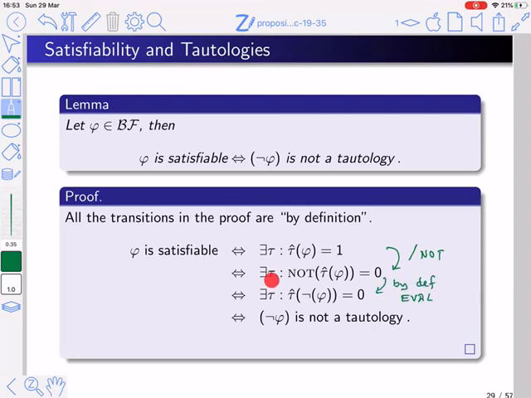Okay, now let's look at this line. There exists a truth assignment such that tau hat of not of phi is 0. This means that not phi is not a tautology, because if it were a tautology, then for every truth assignment, tau hat of not phi would be 1. So this is again by definition of tautology.